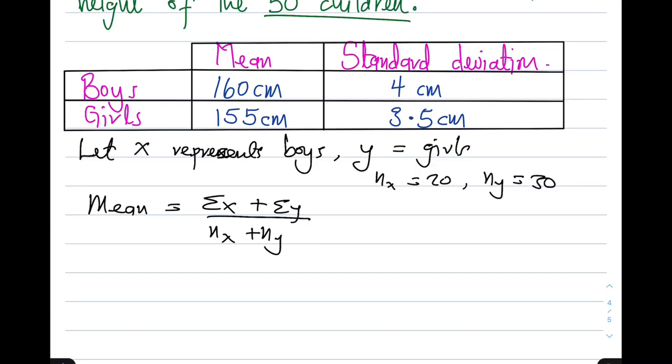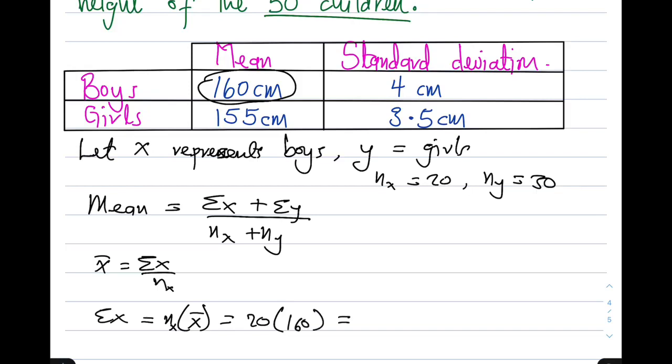All right, so you know that the mean for single data, and this is single because I'm taking the boys first, a single data. So the mean is sigma x over n. So it means that sigma x is actually n into bracket x bar. And I know that the n for the boys, or let me just call it nx, for the boys is 20. And then from the table, the mean for the boys is 160.